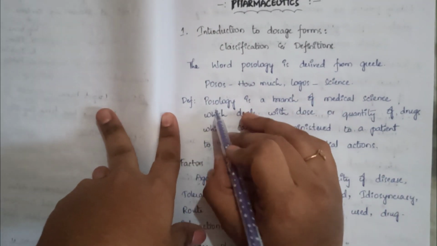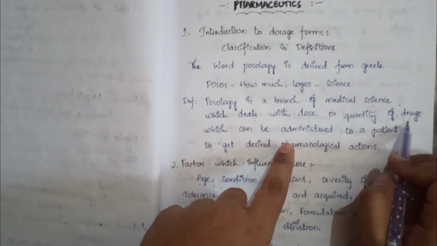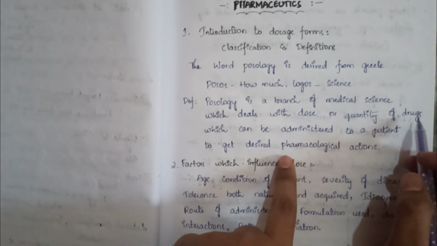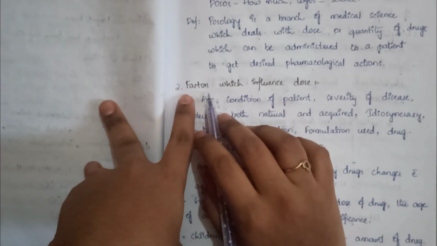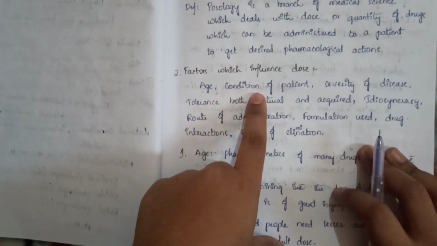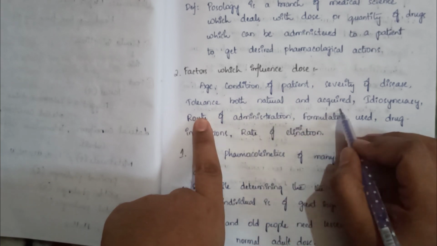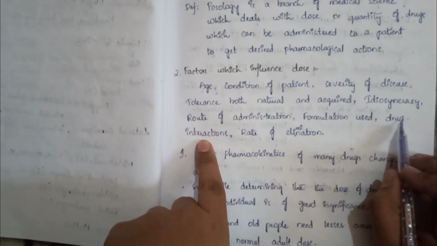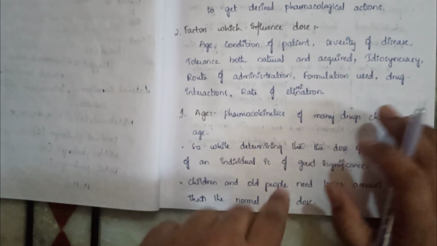That means posology deals with the dose, the quantity of drugs, and how much should be administered to a patient to show their pharmacological actions. Here, some factors influence the dose. Those are age, condition of patient, severity of disease, tolerance, both natural and acquired, idiosyncrasy, route of administration, formulation used, drug interactions, and rate of elimination. Now let's see one by one.